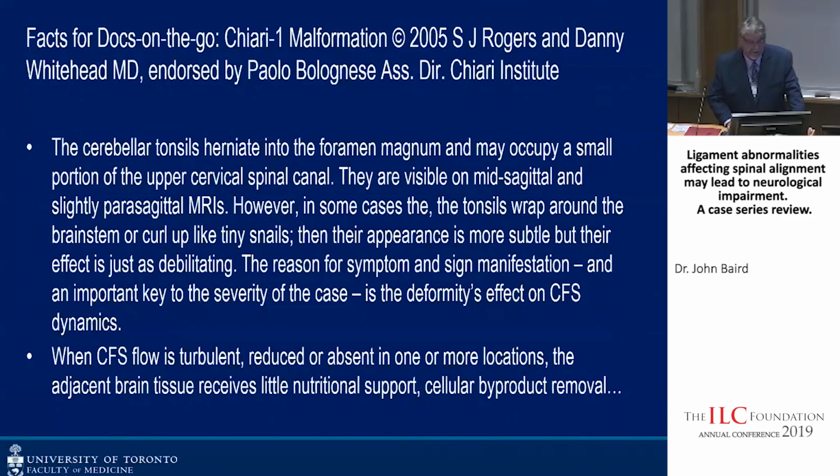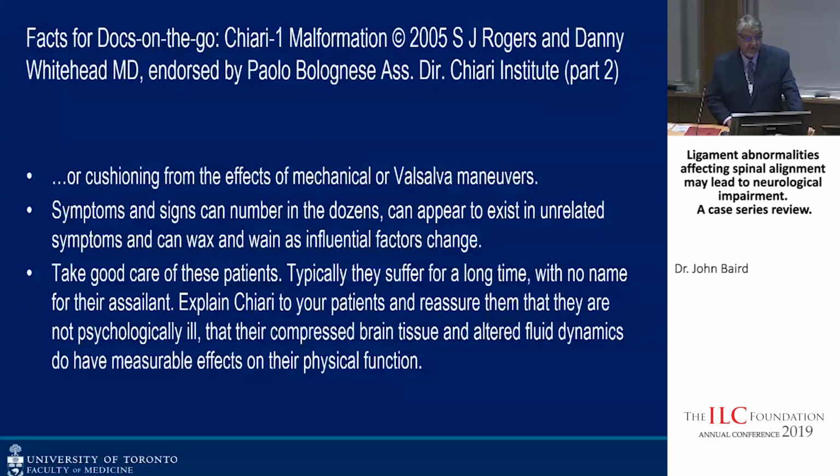Cerebral spinal fluid flow is turbulent, reduced, or absent in 1 or more locations. The adjacent brain tissue receives little nutritional support, cellular byproduct removal, or cushioning from the effects of mechanical or Valsalva maneuvers. Signs and symptoms can number in the dozens and can appear to exist in unrelated symptoms and can wax and wane as influential factors change.